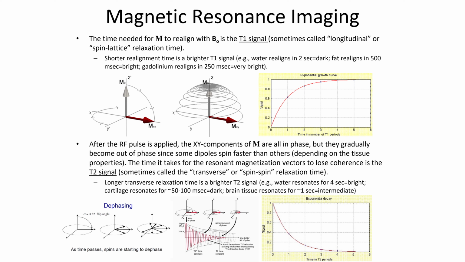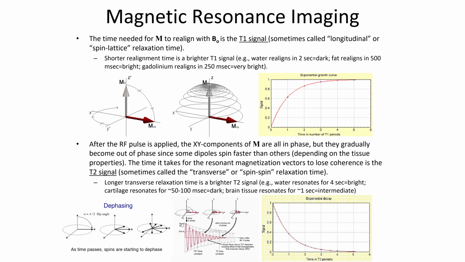So when the M vector is tilted 90 degrees into the XY plane with no Z component, then the Z value of that vector is going to be 0. And then over time, it's going to realign, and that's eventually going to point straight up. And by the time it points straight up, that's back to its original state of 1. So it just turns out that different tissues will do this at different speeds depending on the proton content of the tissue. And so a shorter realignment time, meaning the faster it is to go back to alignment with the external magnetic field, we're going to just arbitrarily call that a brighter signal.